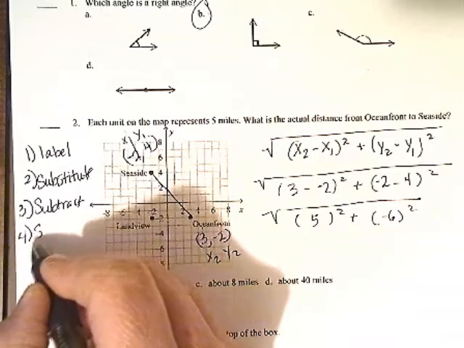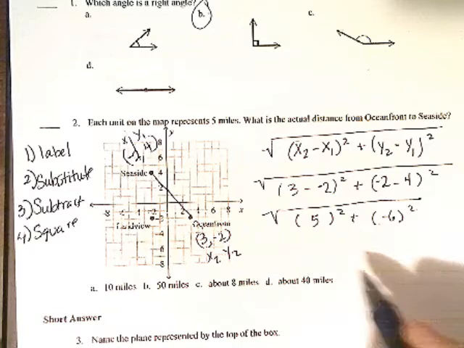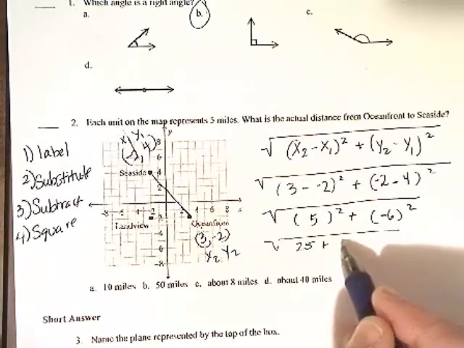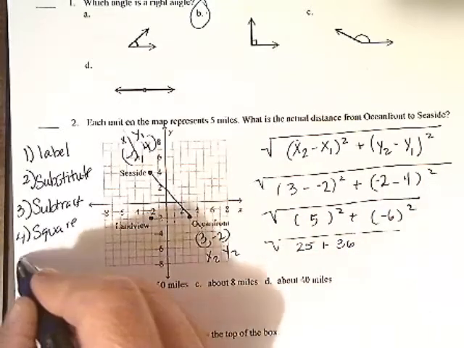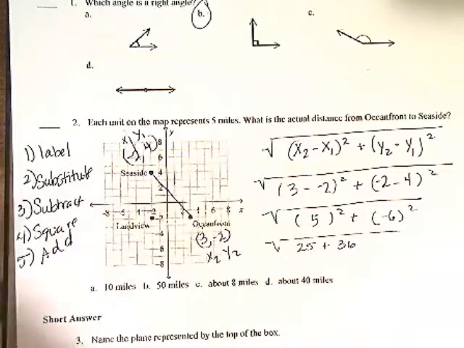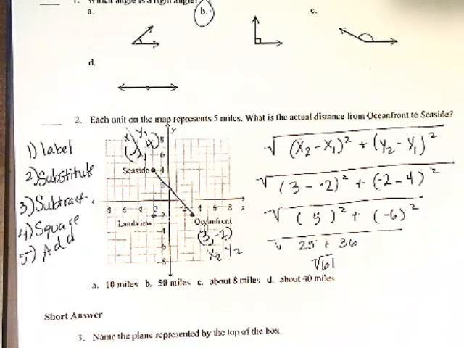The next thing I need to do is square. So it's going to be 25 plus 36. The next thing I'm going to do is add. So 25 plus 36 is 61. So it's the square root of 61.